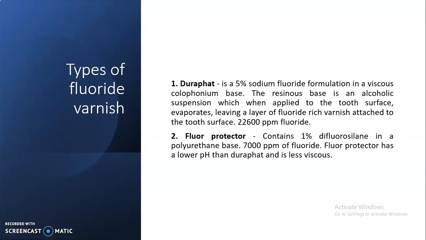There are different types of fluoride varnishes. The first type is called the Durafet, which is a 5% sodium fluoride formulation in a viscous colophonium base. It has a concentration of 22,600 parts per million. The different types of fluoride varnish differ in relation to the concentration, the active ingredient, or even the base used as an organic solvent. So Durafet has a colophonium base, which is a resinous base, and a concentration of 22,600 parts per million. The Fluor Protector contains 1% difluorosilane in a polyurethane base. The concentration is 7,000 parts per million.